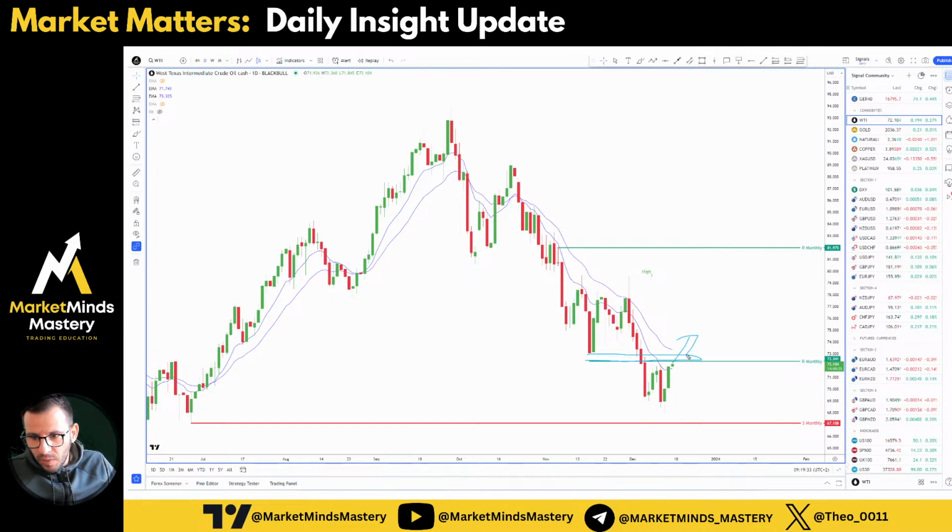If the price is going to break and move above, then we're going to have another area to watch here, or if the price will decline and move lower.